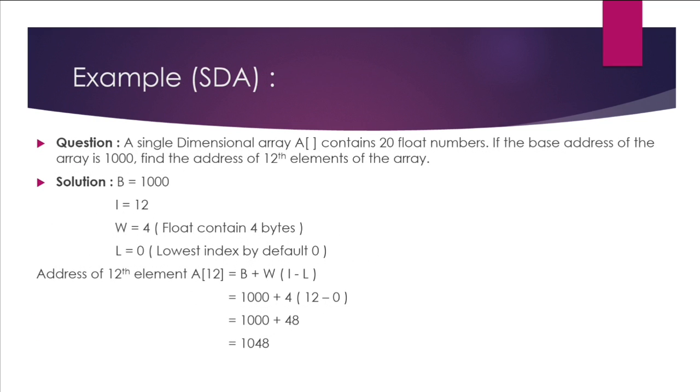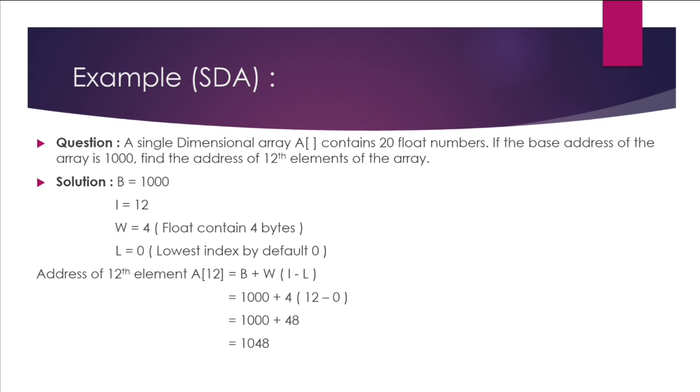For example, if I take a single dimensional array A containing 20 float numbers, we have 20 elements of float type, and a float stores 4 bytes.